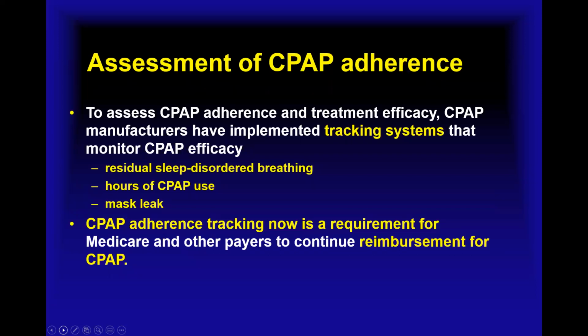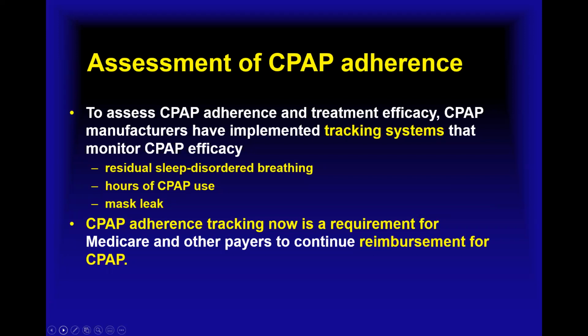All right, I teach a healthcare quality course. In fact, I'm teaching one right now, not this second, but currently coming down the home stretch, the last few weeks of a graduate level quality management and healthcare course. And one of the principles is, you can't enhance the quality of something you're not measuring. So applying this to sleep, is the assessment of CPAP or positive airway pressure adherence. To assess CPAP adherence and treatment efficacy, CPAP manufacturers have implemented pretty much universally tracking systems.